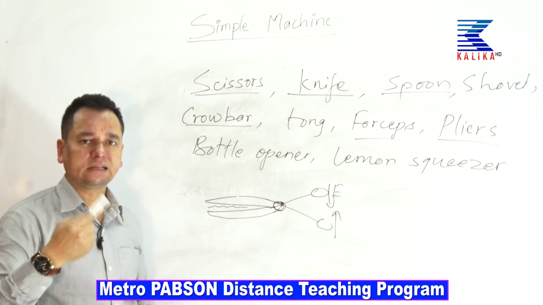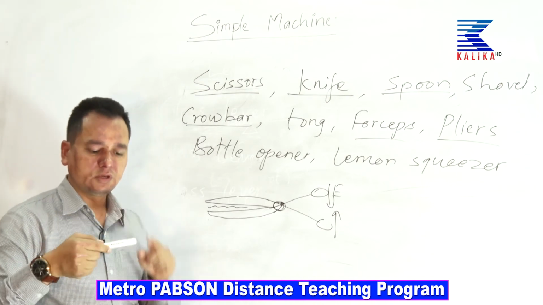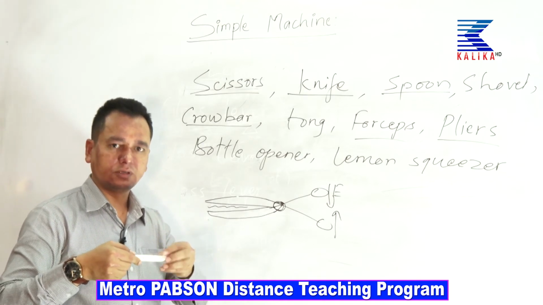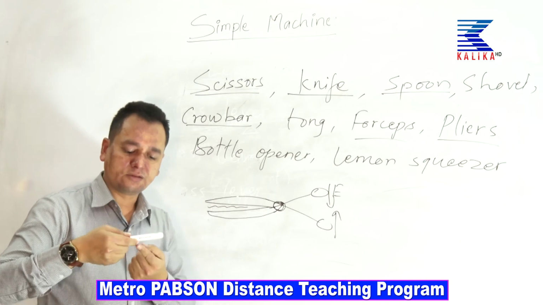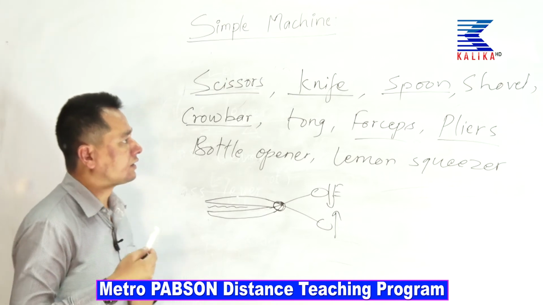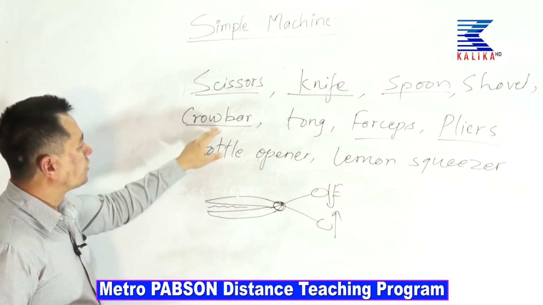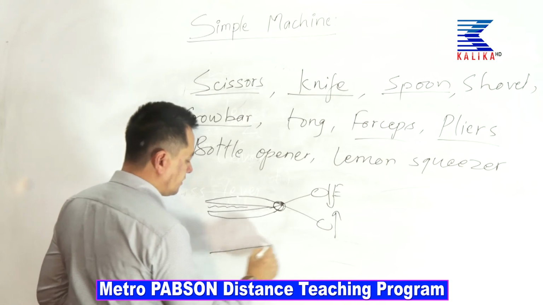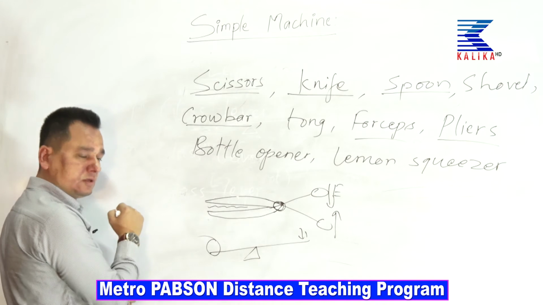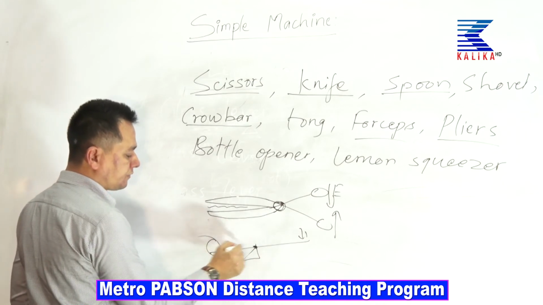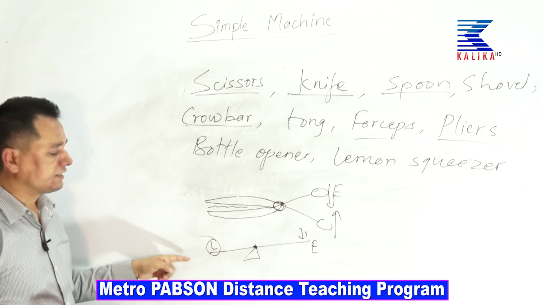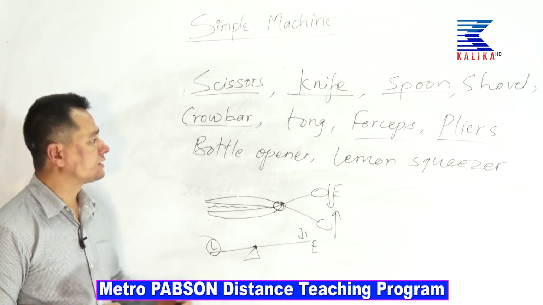So spoon. While taking our meal, how do we use spoon? Suppose this is the pan and the spoon, and it holds our meal, our food. So load is here. We apply our effort here, and this is fulcrum. So which class is it? Third class. Well, in the same manner, crowbar. Suppose we need to turn this load. So fulcrum, load, effort. Which class is it? First class lever.